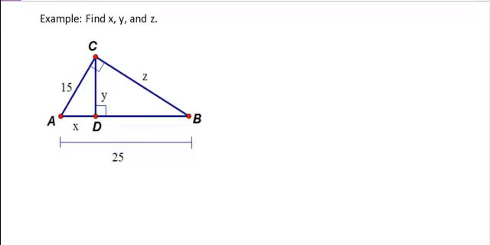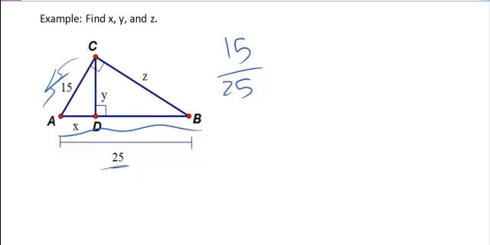Alright, so in this case here, we've got this right triangle ABC, and I've got some lengths. Keep in mind that we also still know the Pythagorean theorem, so we can always use that to find things out as well. But let's take a look at this large triangle, where I know two values, 15 and 25. I know that 15 over 25 is the ratio of the short leg to the hypotenuse of triangle ABC, right? That's what these are representing.